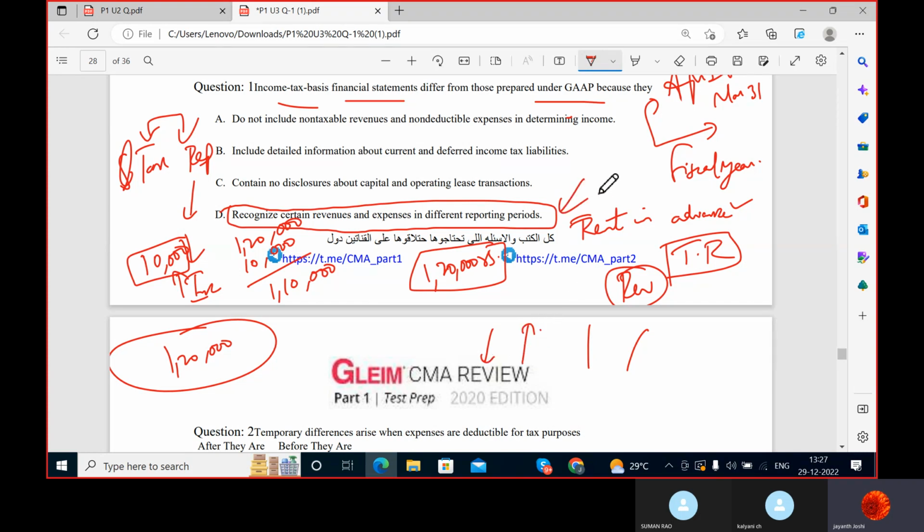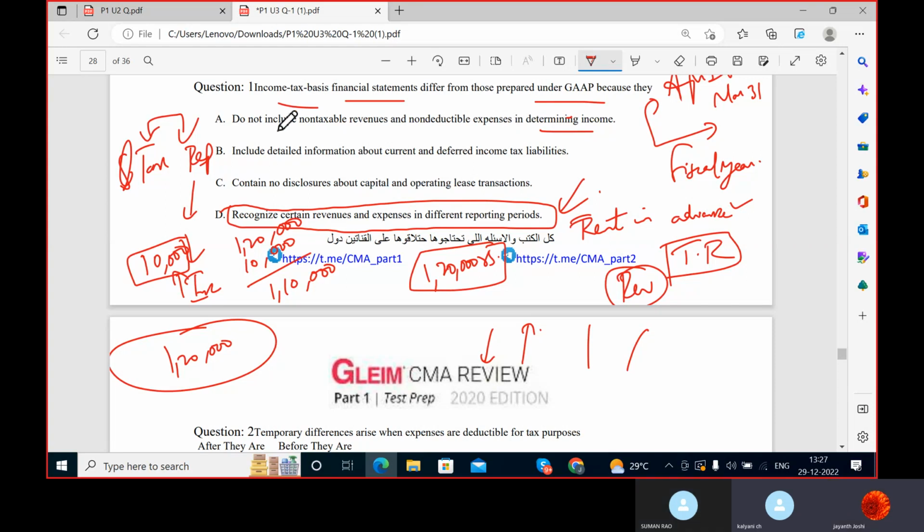Okay, so just see the assessment of this question. Do not include non-taxable revenues and non-deductible expenses in determining income. How come that is? Non-taxable, this is a permanent difference. Understood? Yes, sir.